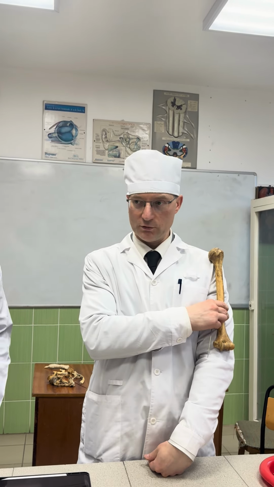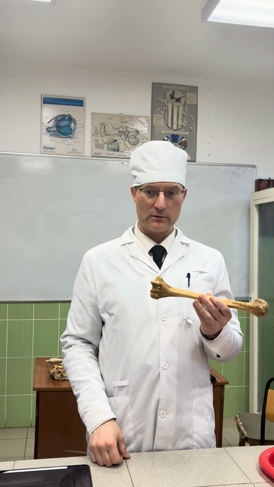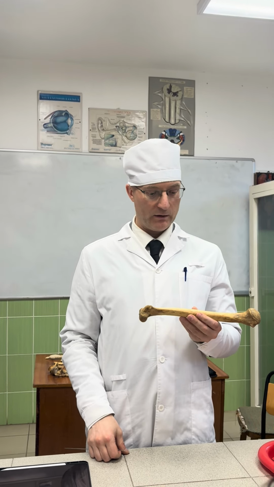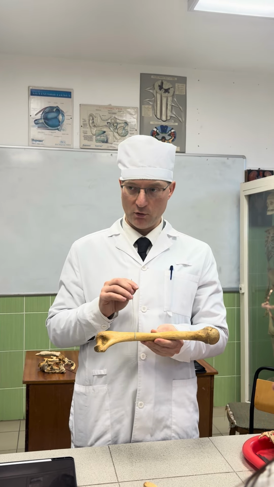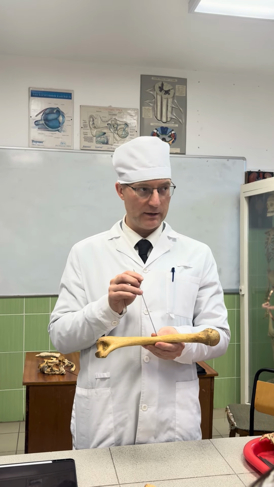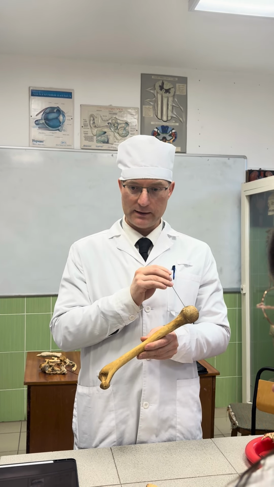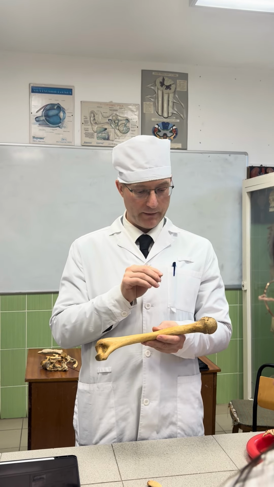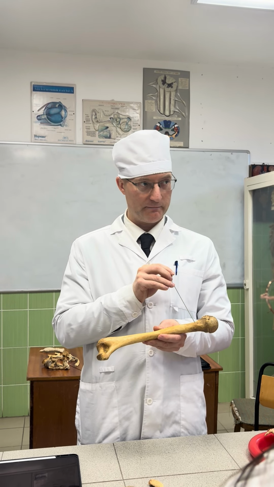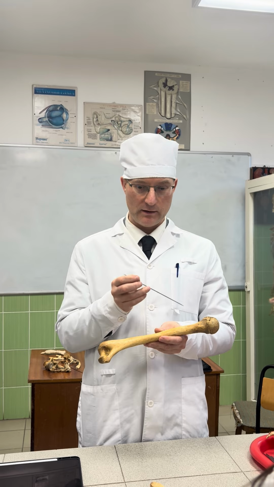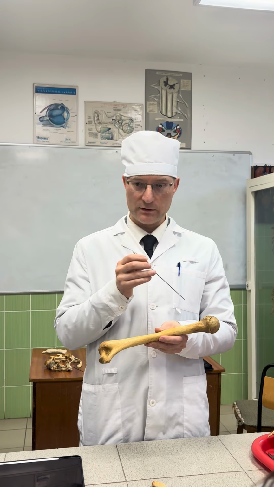This is the humerus. The humerus is a long tubular bone. For all tubular bones, you should know this is the body, corpus, other name is diaphysis. And this end is epiphysis. Between them is the growing part, metaphysis. After 25 years, all bones stop growing and cartilage turns to bone.